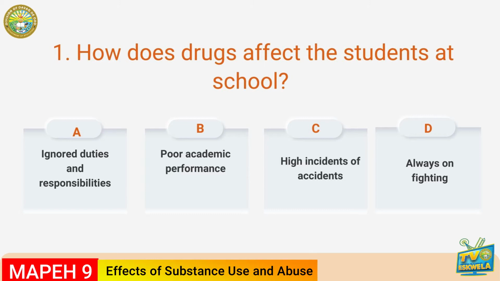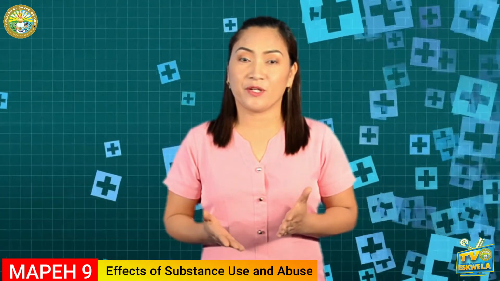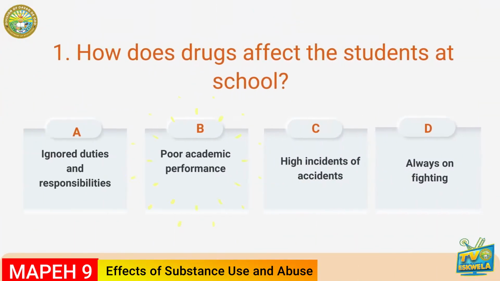Letter A. Ignored duties and responsibilities. Letter B. Poor academic performance. Letter C. High incidence of accidents. And letter D. Always on fighting. The correct answer is letter B. Poor academic performance.